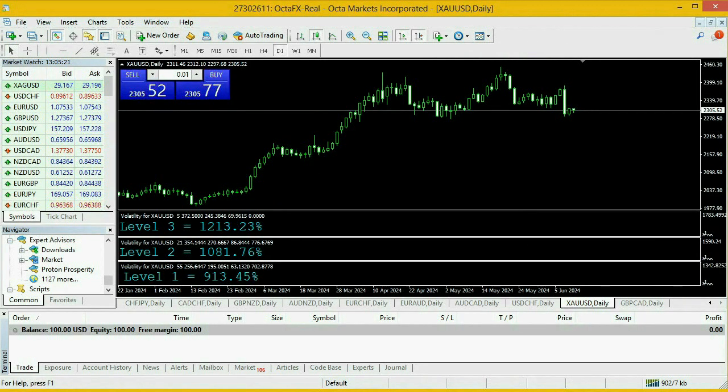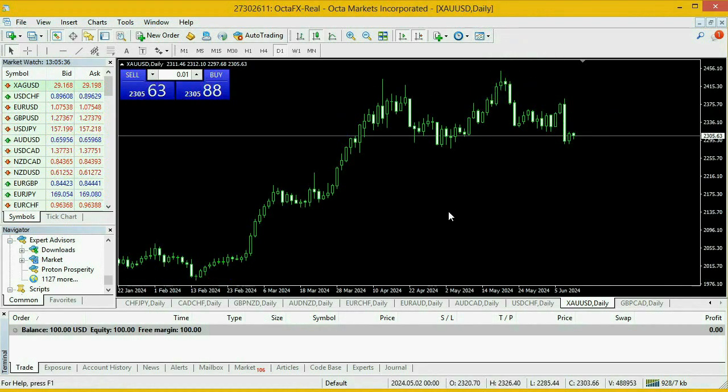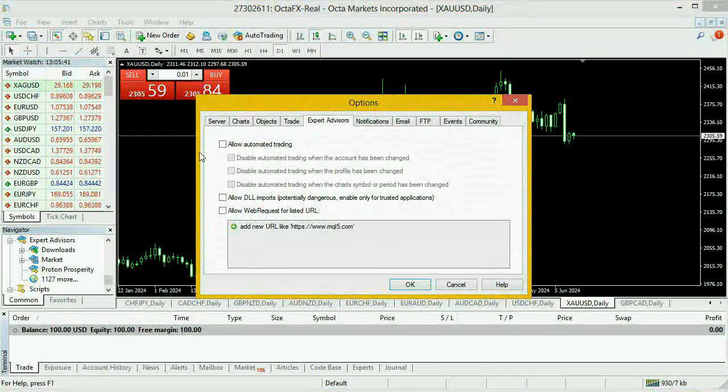Here's how this works. Volatility percentage must be incremental from level 1 to 3. This means level 2 must be greater than level 1 and level 3 must be greater than level 2. This volatility increase plus our expert's algorithm creates a very high probability for successful trades. Once all conditions have been met, we need to turn auto trading on. On this dialog box, allow automated trading must be check marked. You can also do this by clicking the auto trading button.